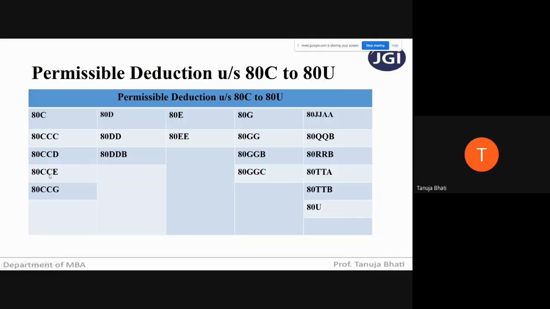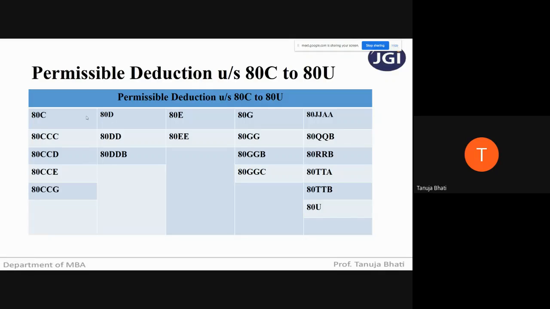Then 80CCE says that the total amount of deduction under 80C, 80CCC, 80CCD should not exceed 1,50,000. 80CCG says that when an individual makes an investment in Rajiv Gandhi equity savings scheme, he's going to get a deduction under section 80CCG. 80D, we know that when an individual or HUF is making payments towards medical insurance premium or contributing in the central government health scheme, the maximum deduction he's going to get is 25,000.